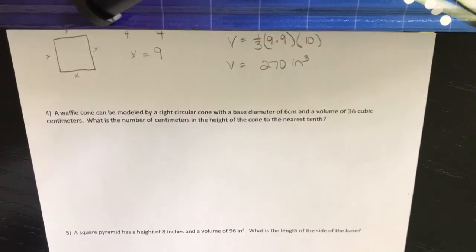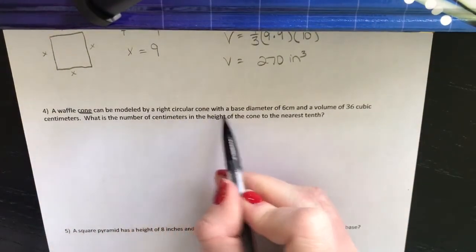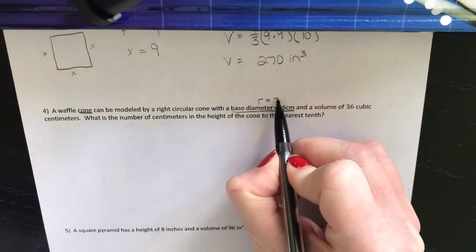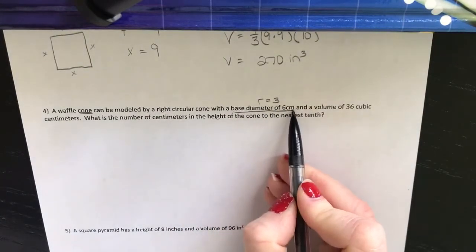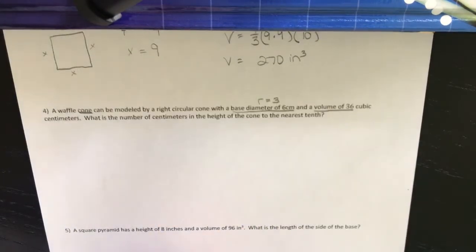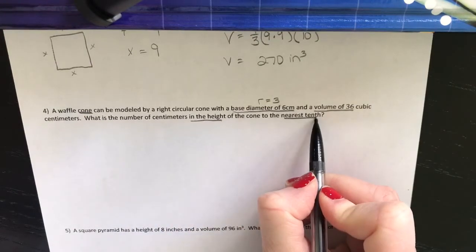Okay, next, waffle cone. A waffle cone, so it's a cone, can be modeled by a right circular cone with a base diameter of 6. So above that, I'm going to write r equals 3. If the whole diameter is 6, the radius is 3. And the volume is 36 cubic centimeters. What is the number of centimeters in the height of the cone to the nearest tenth?